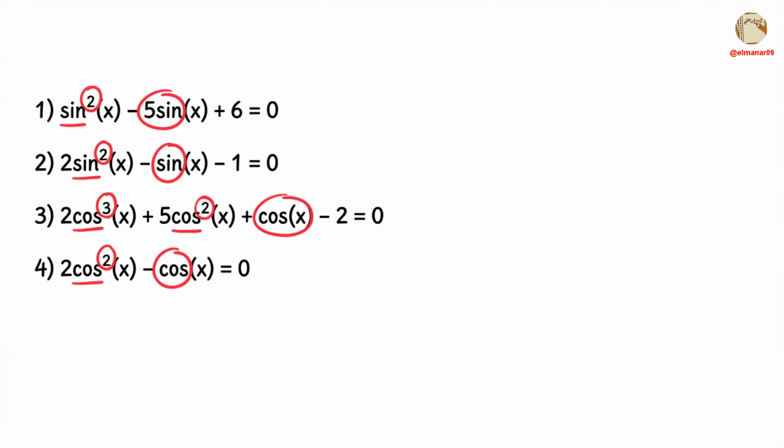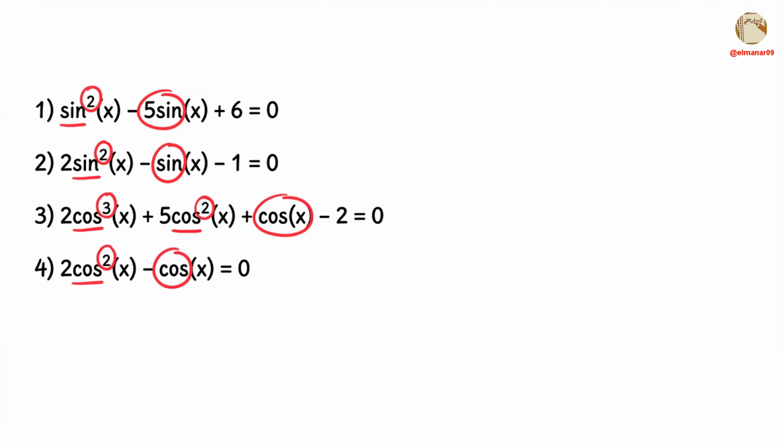Here we have exercise 2, where the goal is to solve in the set of real numbers R. Let's analyze these 4 equations together. The first equation is sine squared of x minus 5 times sine of x plus 6 equals 0. The second is 2 times sine squared of x minus sine of x minus 1 equals 0. The third, a bit more challenging, 2 times cosine cubed of x plus 5 times cosine squared of x plus cosine of x minus 2 equals 0. And finally, the fourth, 2 times cosine squared of x minus cosine of x equals 0.